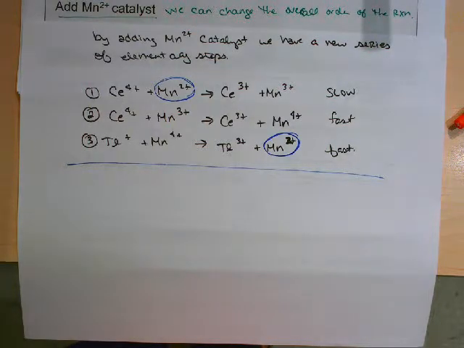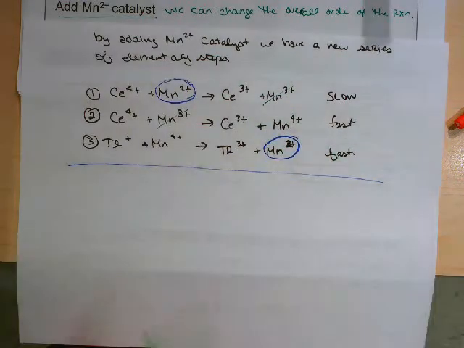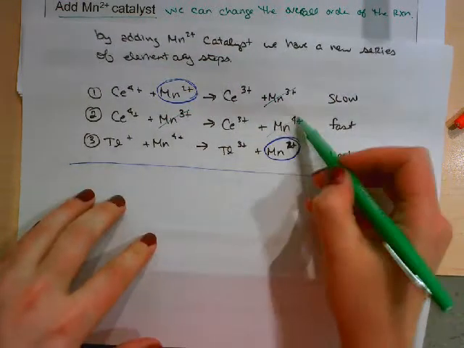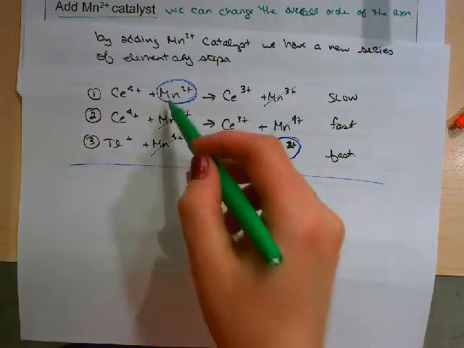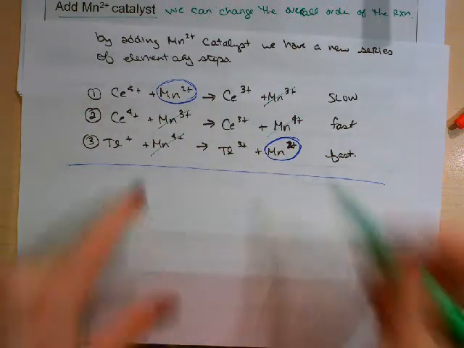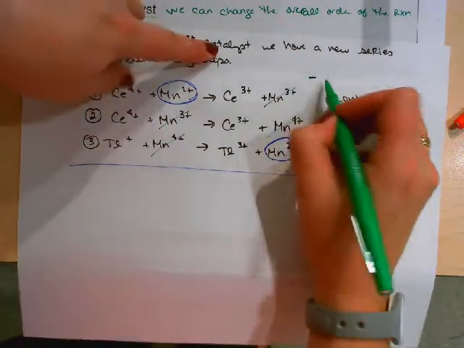What are some things that will cancel out amongst these 3 reactions? This one, yeah, and one more, Mn4+. So the only manganese you see is the one you put in and the one that comes out. These other ones in green are intermediates.